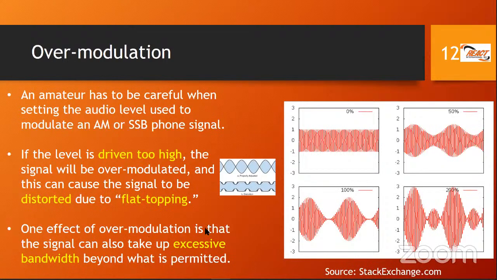One effect of overmodulation is that the signal can also take up excessive bandwidth beyond what is permitted. So you need to know that for your exam. If you drive your audio too hard, you will use frequencies a little more than you should, and therefore you may interfere with another person's signal. So excessive bandwidth could be consumed if you overmodulate.